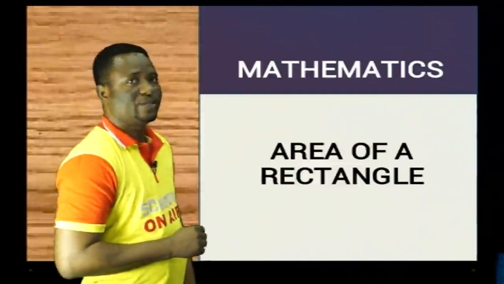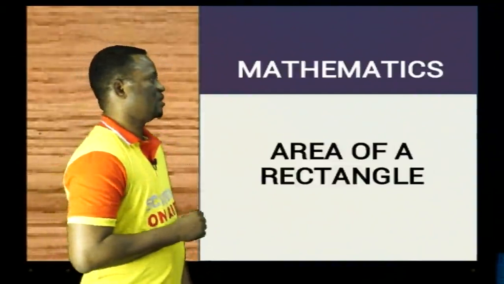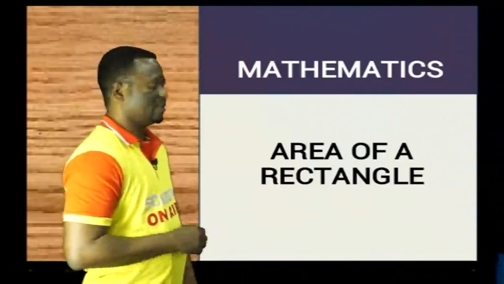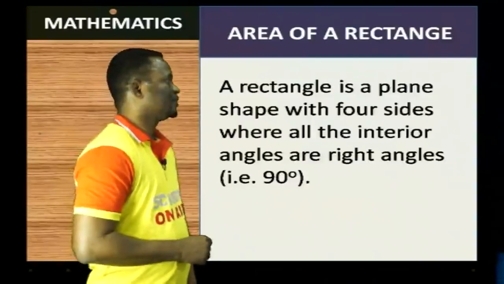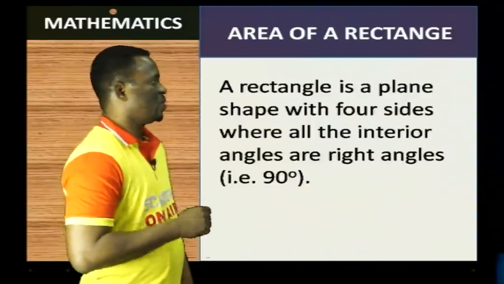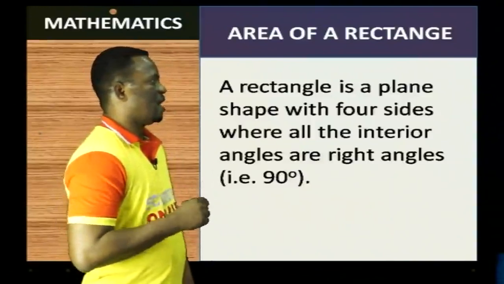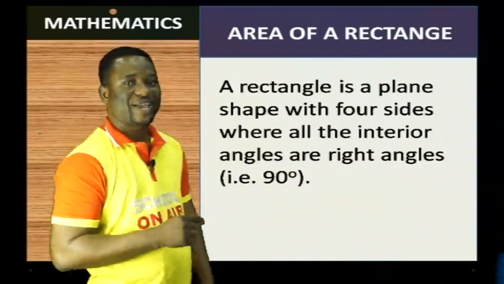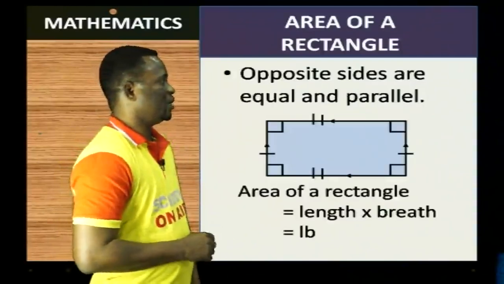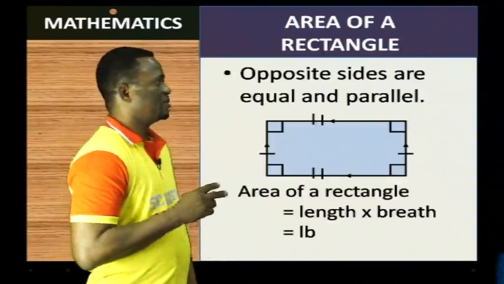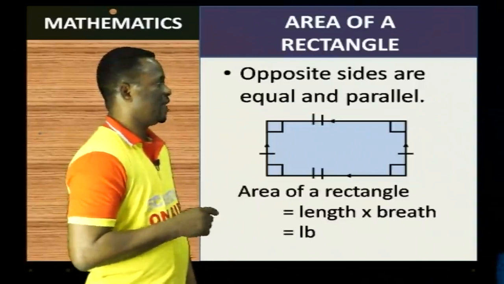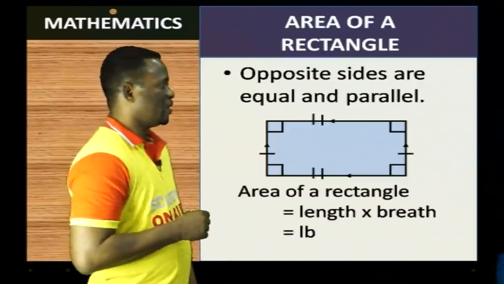Now we want to go to another plane shape, and the name of that one is rectangle. This is also a popular shape or figure in mathematics. A rectangle is a plane shape with 4 sides where all the interior angles are right angles, that is 90 degrees. This is the shape of a rectangle. Opposite sides are equal and parallel. As you can see, the sign for parallelism there and the sign for equality.